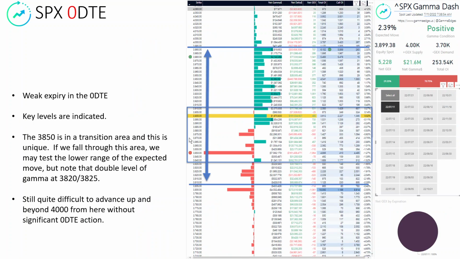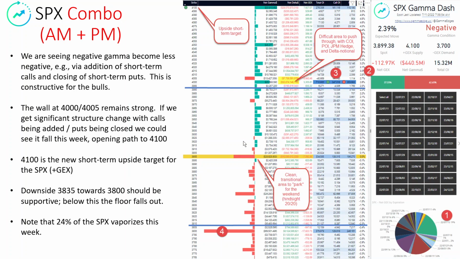The 0 DTE, we're in this transitional area by the blue box. The range for today is shown here by the arrows. 3980 is probably the upper level of where we can get to. 4,000, you'll see here in a minute, is very difficult to push into. Below 3850, you can see that we could actually push down into this 3820, 3825 area. I don't think we're going below 3800, but if we do, due to the 0 DTE, you can see there's nothing down there. So if we do collapse, I don't think we're going to get much lower than 3800, at least due to 0 DTE action today.